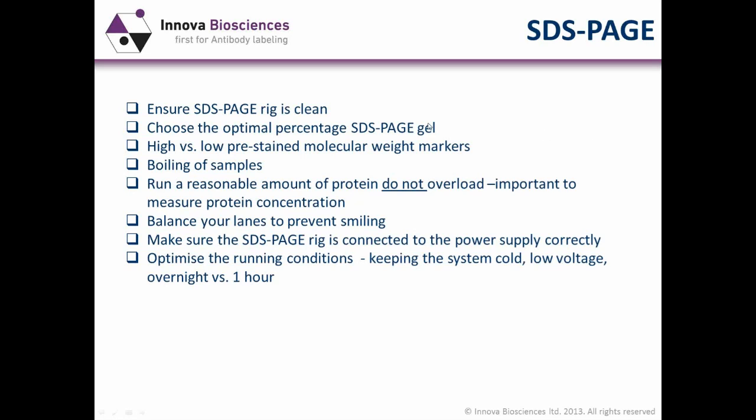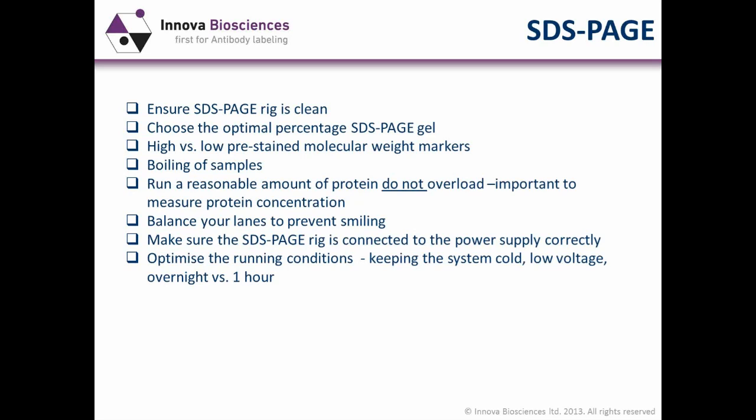And it's really important to choose the optimal percentage of SDS-PAGE gel. For example, it's pointless running a 14% gel if you're looking for a protein that's migrating around the 170, 180, 200 kilodalton mark. I know some people that used to work on P300, which was a 300 kilodalton protein.